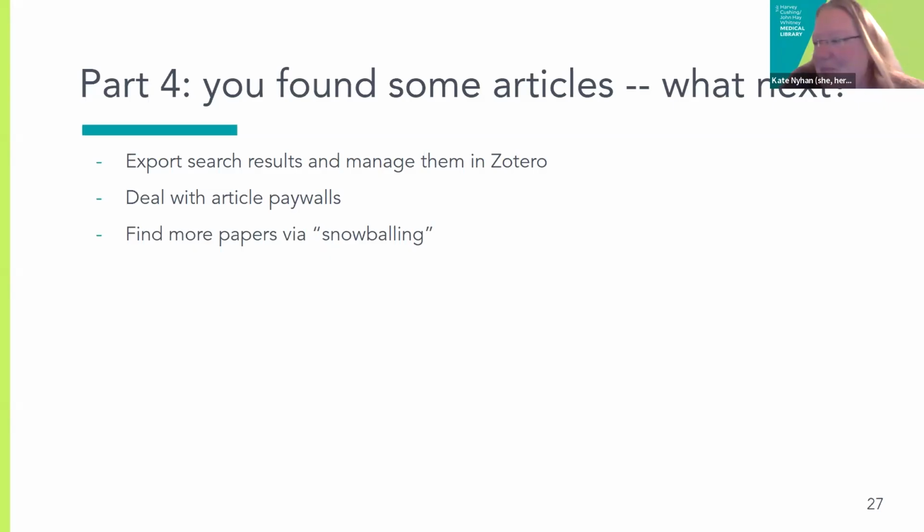We continue to part 4. So you found some articles. Well, maybe that's the end of your database searching for now, but what comes next? Well, we'll talk about managing your search results and staying organized, getting access to full text of articles, even if there's a paywall, and finding more papers based on the papers you already know about. That's the jargon, snowballing.